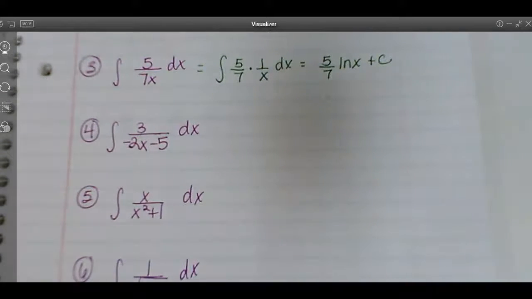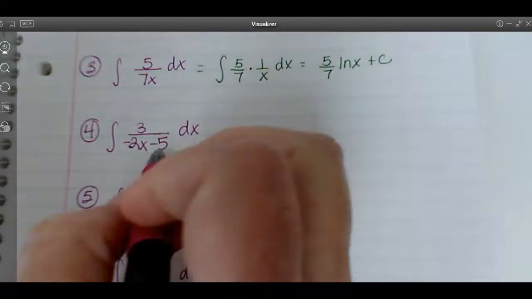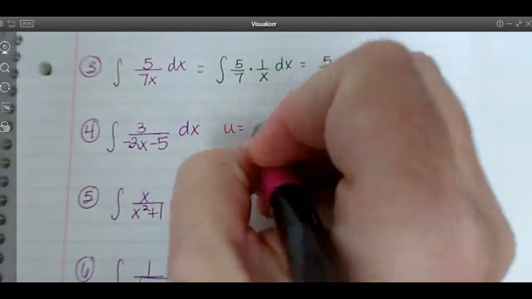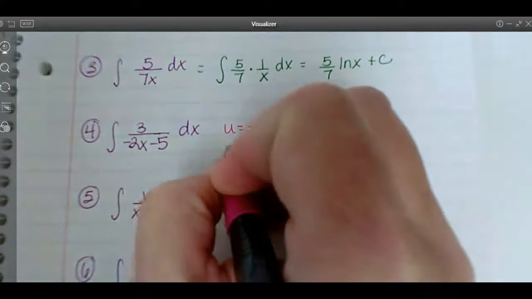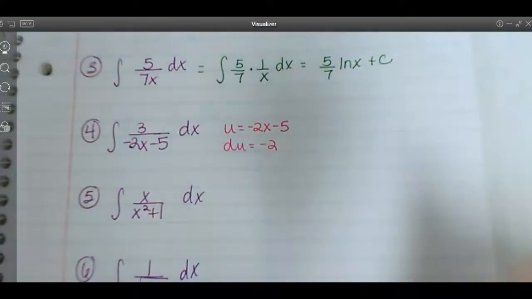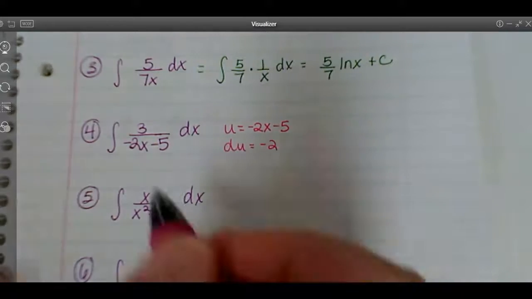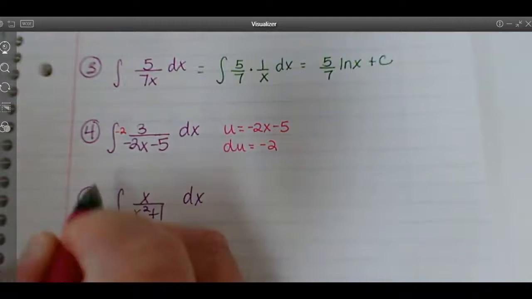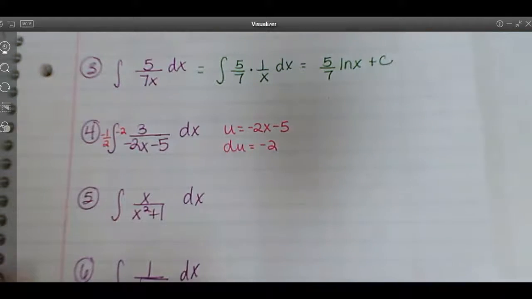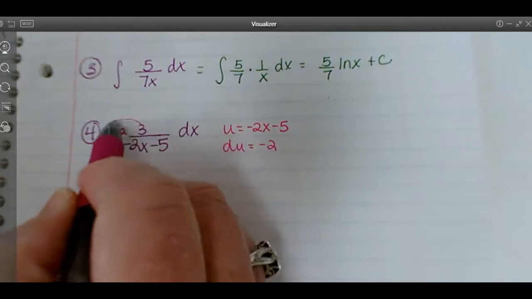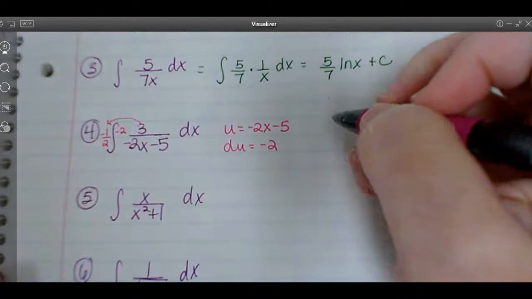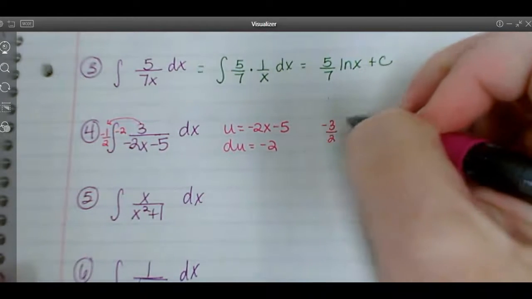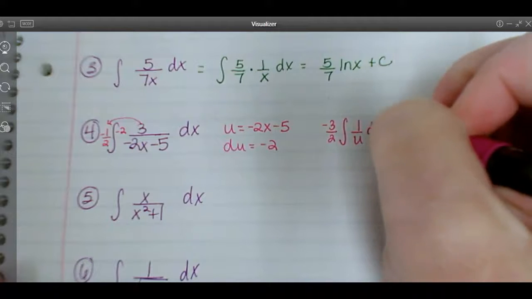Okay, on number 4, this one is another one where we're just going to do a u substitution, because I can tell that that's the only thing really to do. We're going to let u be negative 2x minus 5. We're going to let du be negative 2. We don't have our negative 2 in here, so we're going to put it in there, which means I want to take the negative 1/2 out. And so I don't get confused, I'm going to go ahead and take that 3 out. So this will give me the negative 3 over 2 integral of 1 over u du.